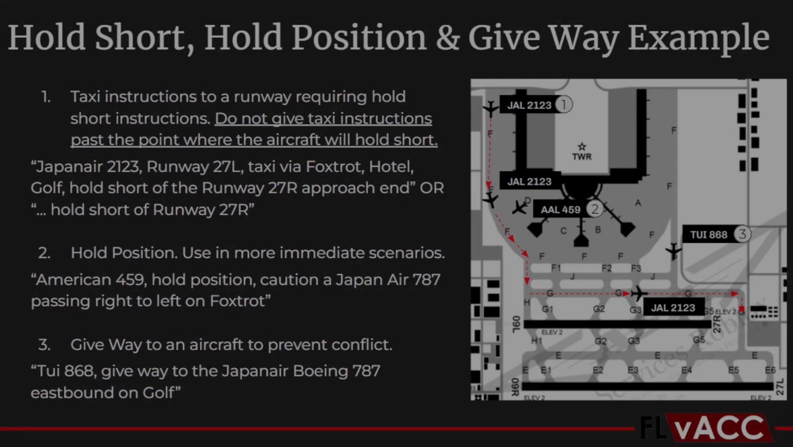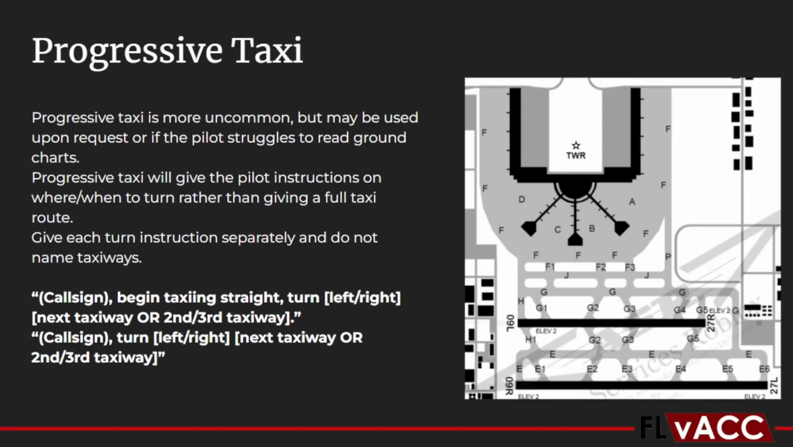Next, let's talk about what we can do when we encounter newer pilots that are not able to read the ground charts as well. That's what Progressive Taxi is for. With Progressive Taxi, you act more like a GPS and tell the pilot when to turn right or left rather than using taxiway names. You can optionally tell the pilot to expect Progressive Taxi, however, chances are they won't understand what that means. Pilots can also request Progressive Taxi if they want, however.